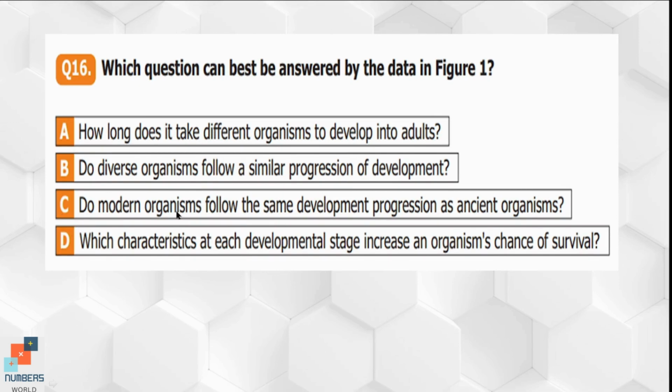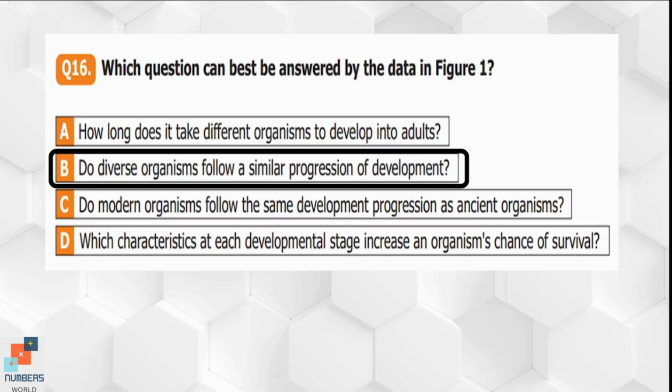Option C, do modern organisms follow the same development progression as ancient organisms? Ancient organisms are not in the figure, so we cannot choose it. Option D is which characteristics at each developmental stage increase an organism's chance of survival? So no data is provided about survival as well. So option B is the correct option over here.